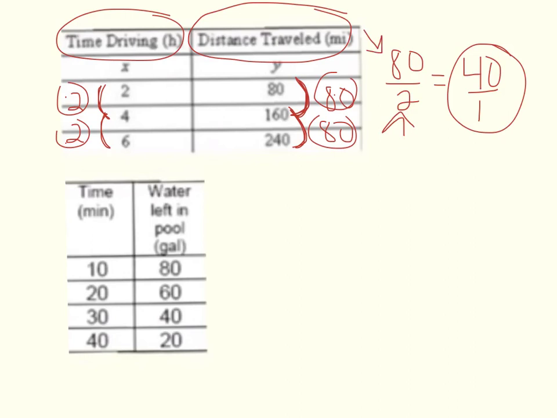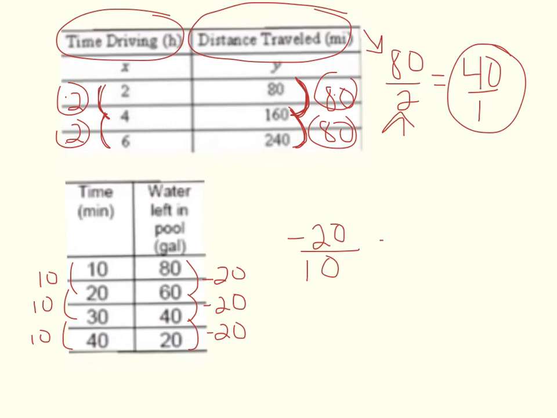All right, let's try this one. We have 80 to 60 is negative 20. 10 to 20 is positive 10. This one goes minus 20. This one goes minus 20. This one goes positive 10. Positive 10. So same increments every single time. Okay, so your rate of change would be your y values, which is negative 20, over 10, which reduces to negative 2 over 1. Okay, and in this case, your rate of change is consistent.